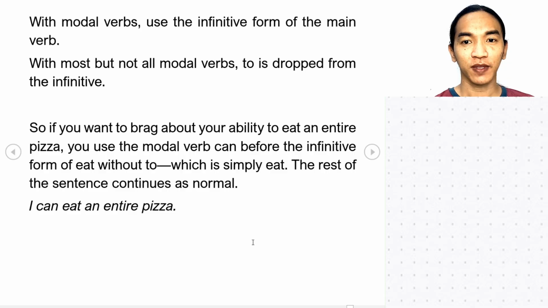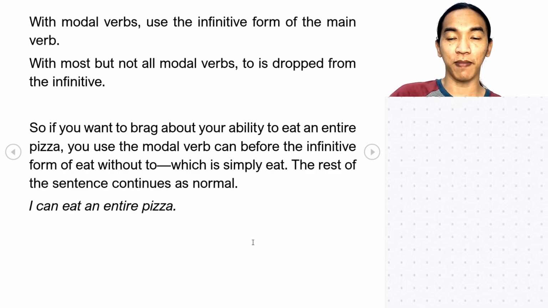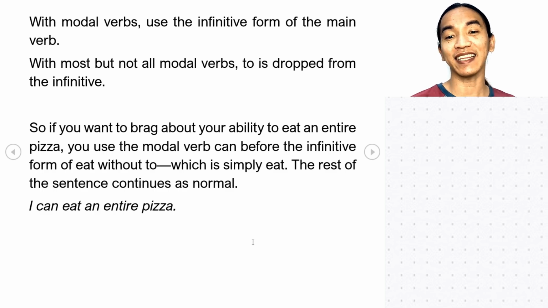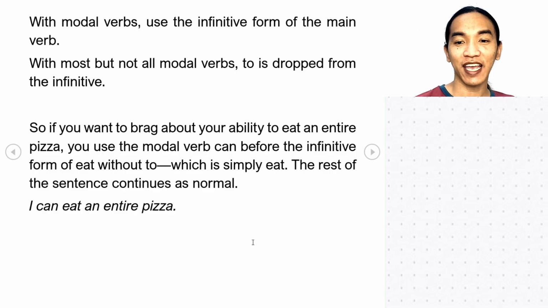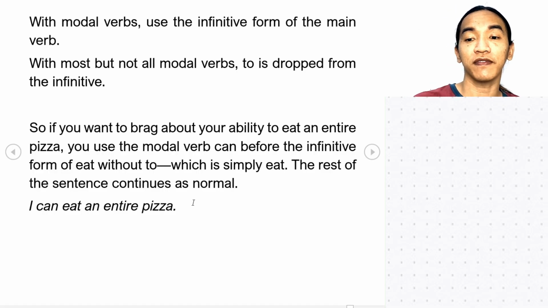All right, so with modal verbs, use the infinitive form of the main verb. With most, but not all modal verbs, to is dropped from the infinitive, so we just use the bare infinitive. If you want to brag about your ability to eat an entire pizza, you use the modal verb can before the infinitive form of eat without to, which is simply eat. The rest of the sentence continues as normal, for example, I can eat an entire pizza. So this is an example of a simple sentence using your modal verb can.